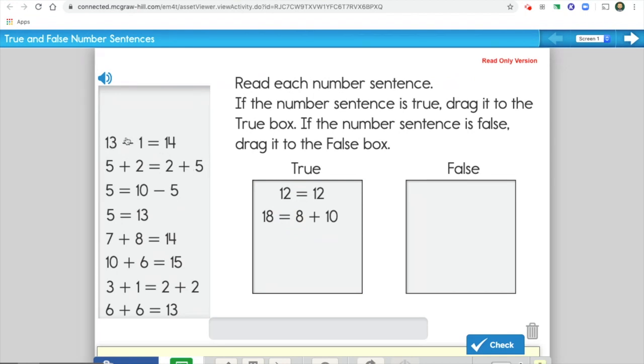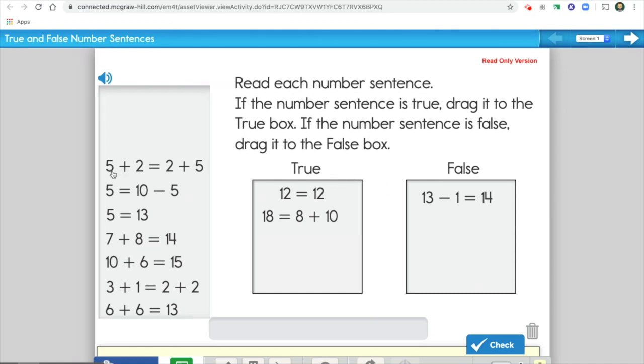13 minus 1 equals 14. I compare everything on this side. 13 minus 1. I know minus means that I'm taking it away. So 13 minus 1, I'm going to use the count back strategy. 13 minus 1 is 12. Is 12 the same as 14? No. We're going to drag that to false. Good job, everybody.